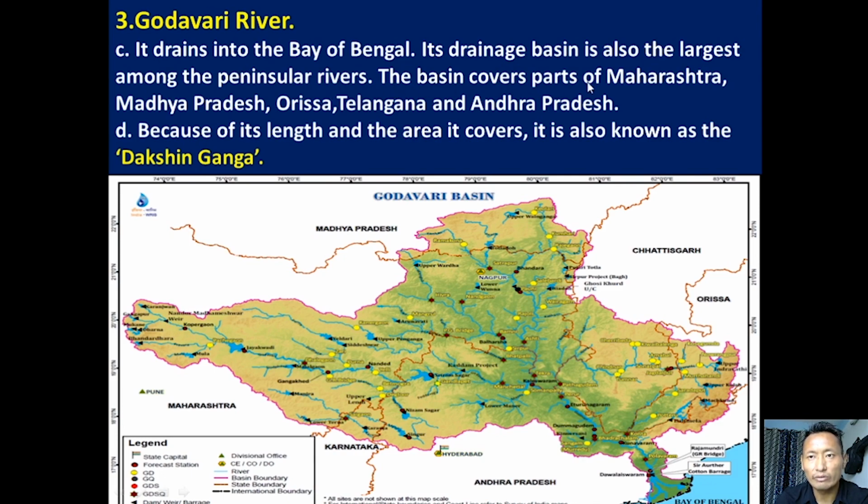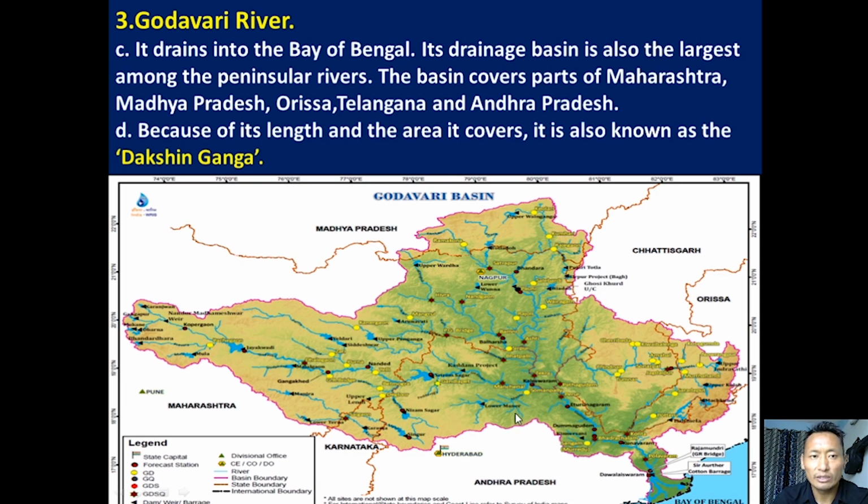The drainage basin covers the Indian states such as Maharashtra, Madhya Pradesh, Odisha, Telangana and Andhra Pradesh. Because of its length, being the longest river among the peninsular rivers, and its drainage basin, this particular Godavari River is also called Dakshin Ganga.